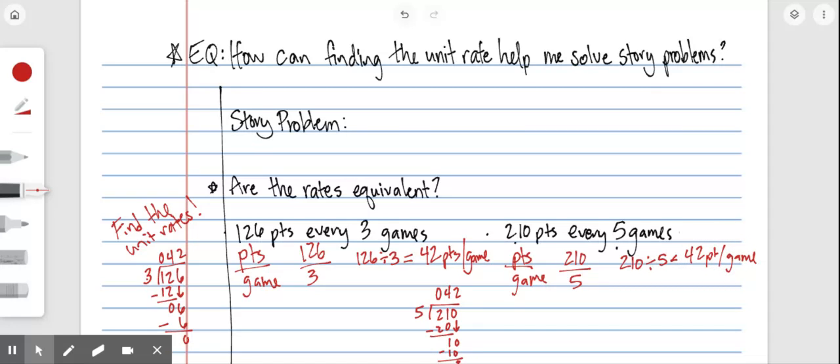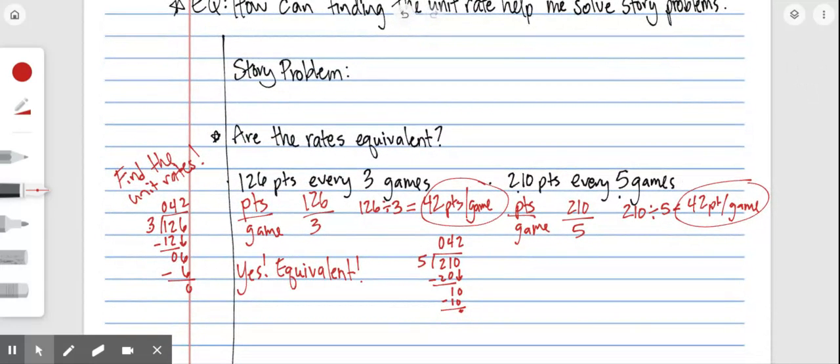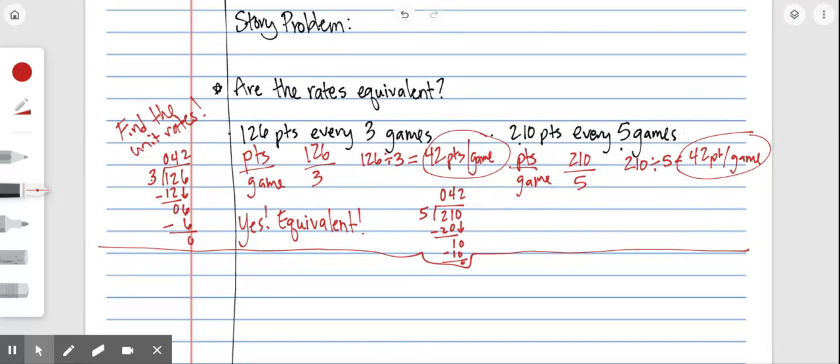So since the one on the right got 42 points per game and the one on the left got 42 points per game, they're the same, which means yes, they are equivalent ratios. Okay, questions about how they're equivalent? Again, all we did was compare their unit rates, and the unit rates are equivalent for each one. This one says that every single one of those games I scored 42 points. There just happened to be 5 games. This one says that every single one of those games I scored 42 points. There just were only 3 games. Okay. All right, so that's just the first type of story problem.